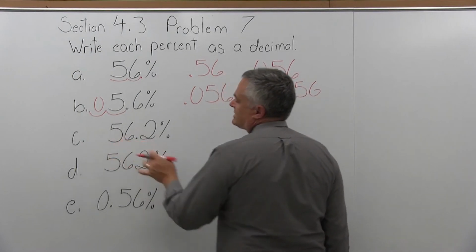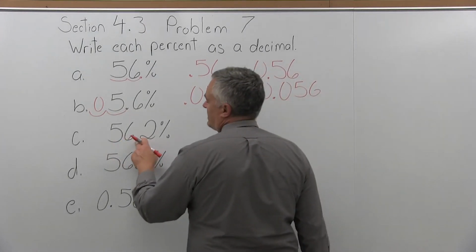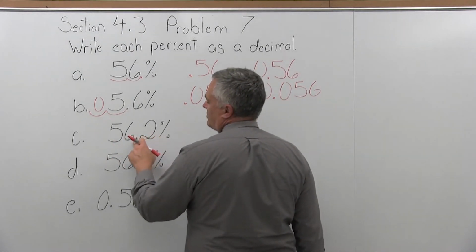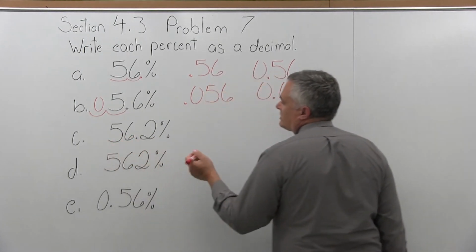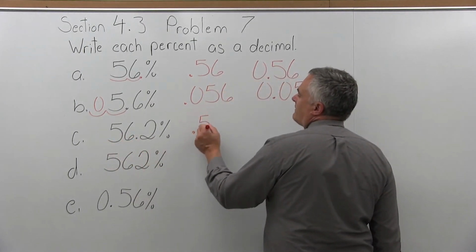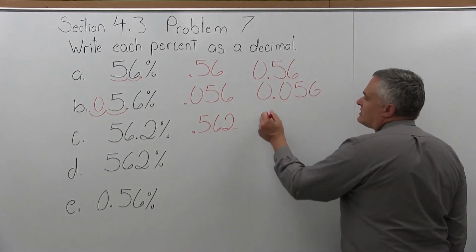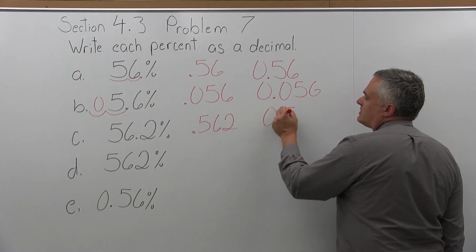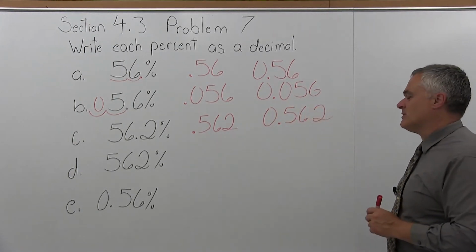The next one, 56.2%, it's very similar. Because this has 3 digits in it, it doesn't change anything. Take the decimal where it is, and it is written, and to convert it from a percent to a decimal, you move the decimal point 2 positions to the left, so it'll come to the left of the 5, giving you .562. And as with the others, if you like, you can start with a 0, 0.562. It's the same thing. It's really just a matter of preference.